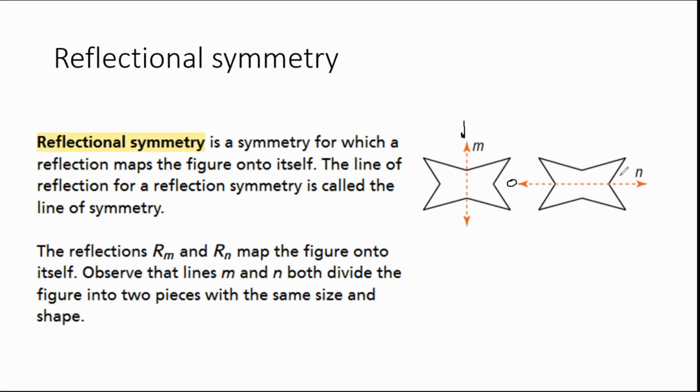Take a second, look around the room. There's so many examples of reflectional symmetry everywhere. The whiteboard, your windows, your computer monitor. You could fold it right down the middle vertically or right down the middle horizontally, and it will map onto itself. We know that reflections are the capital R, and that's just a saying that to reflect across line M or reflect across line N, the figure would map onto itself.